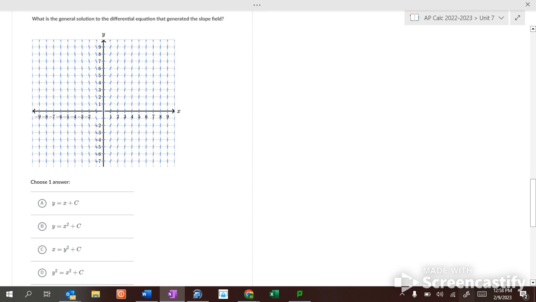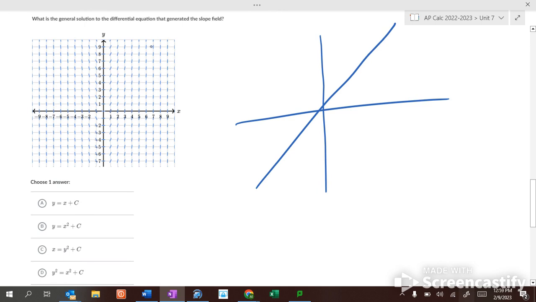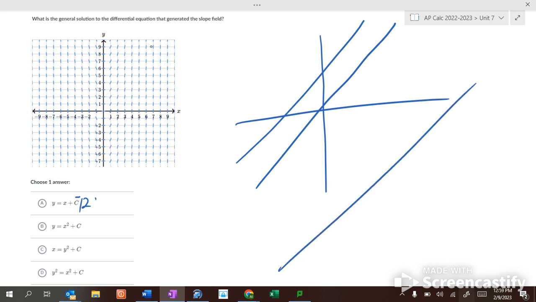What's the general solution for this one? Which one would be the solution? Well, what would y equals x look like? It's a line going like this. If we go y equals x plus 2, it's a line like this. If we go y equals x minus 12, it's a line way down here, but it's still going up at that slope. So every line should have that slope. So it's definitely not that one.